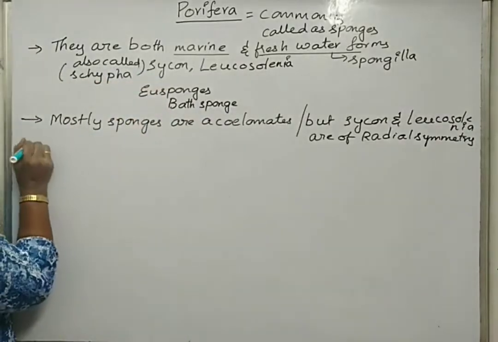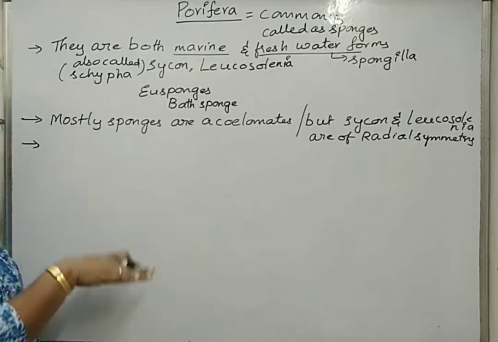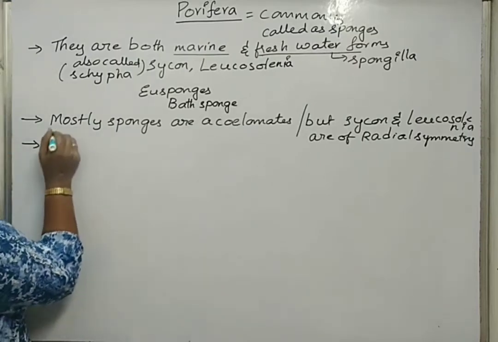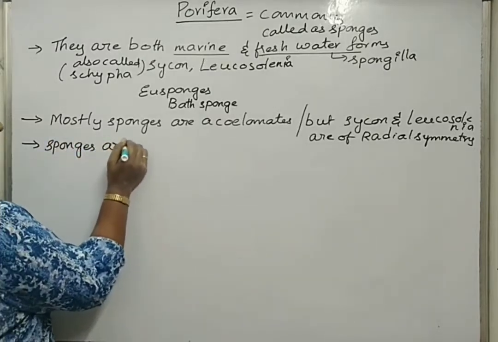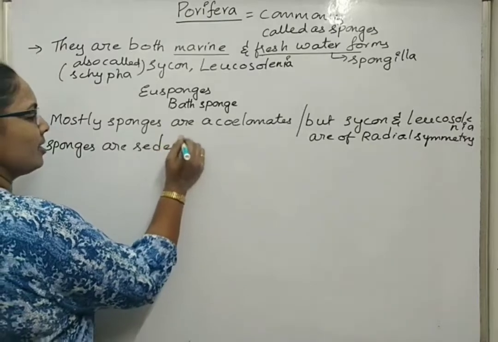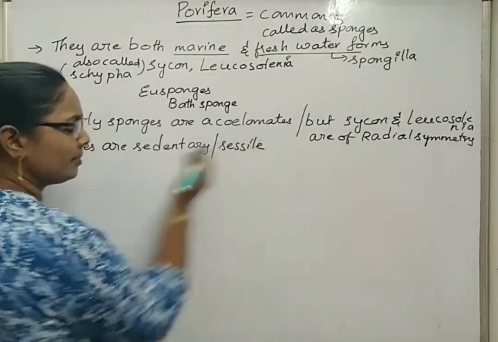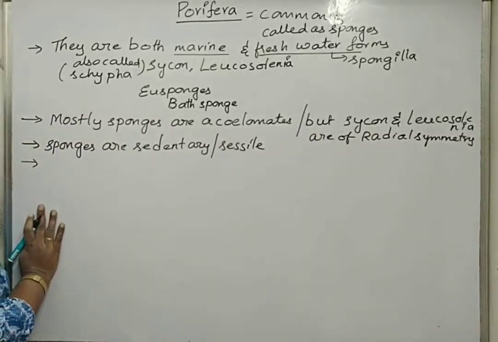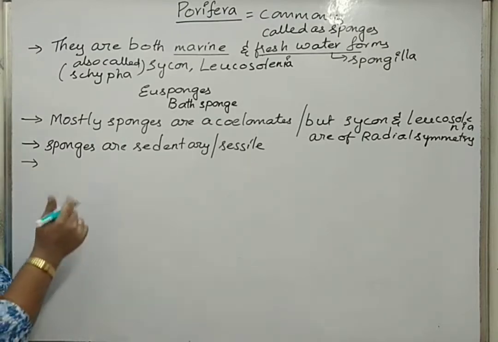Sponges are sedentary or sessile, means they do not move from one place to other. They are stuck on to one place at one substratum, means they are not moving organisms. Sponges are considered as primitive multicellular animals with a body plan of cellular level of organization.